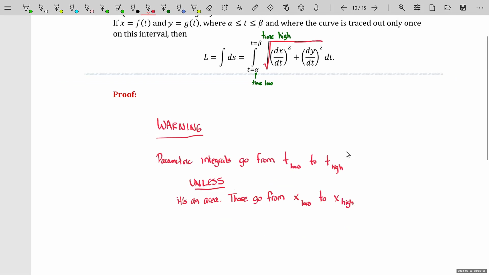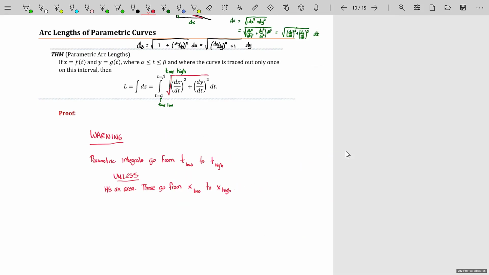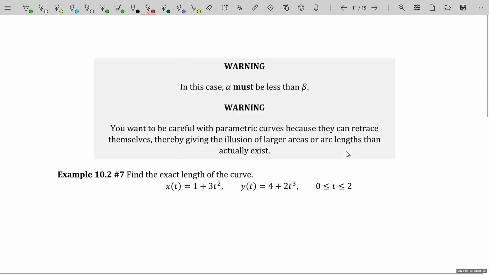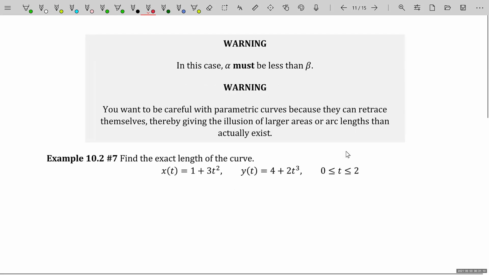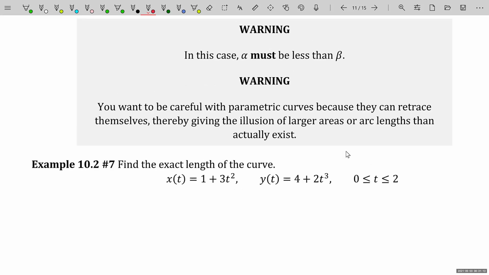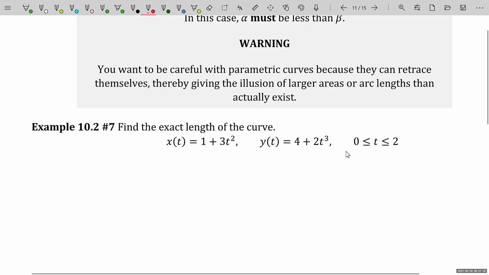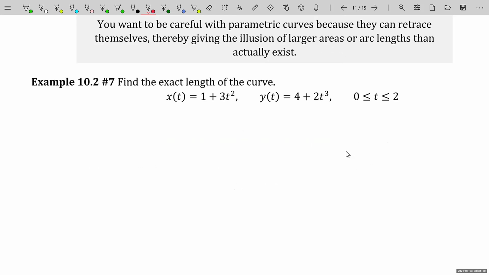Okay. All right. So there's not much I have to do with parametric arc lengths. They're pretty fast. So I have a couple examples and then we'd be done with that. Notice there's my warning. In this case, time alpha must be less than beta, time low to time high. And again, you want to be careful with parametric curves because they can retrace themselves, thereby giving the illusion of larger areas or larger arc lengths.